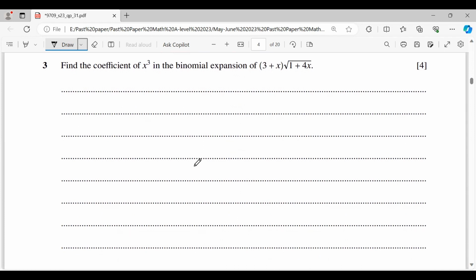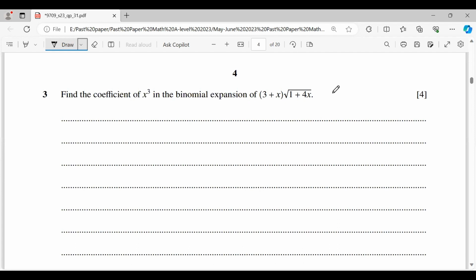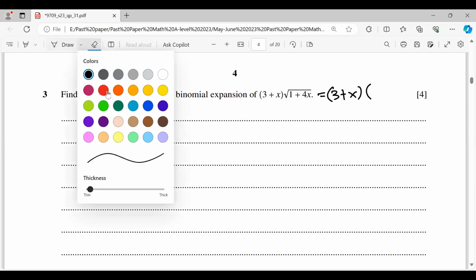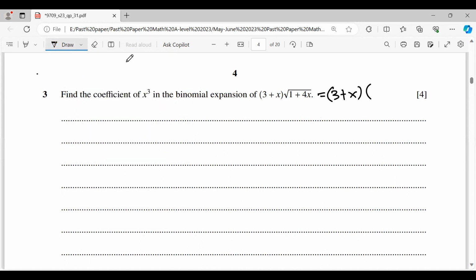Number three, find the coefficient of x cubed in the binomial expansion. I'm going to change these expressions to become 3 plus x to the power half, I mean, 1 plus x to the power half. So based on the binomial expansion's rule, we could write it down like this.